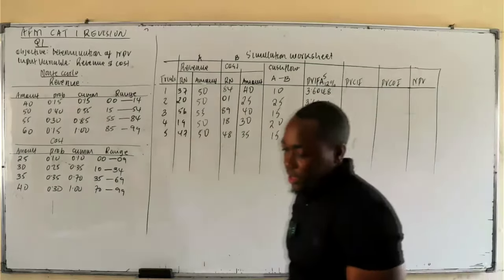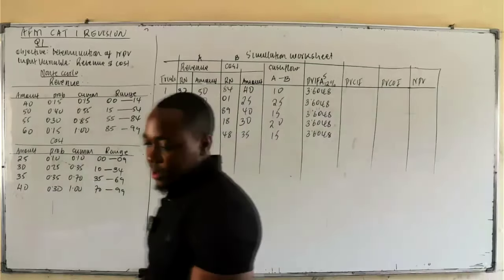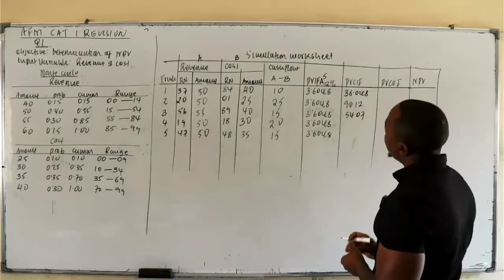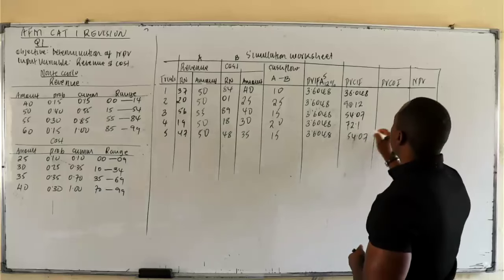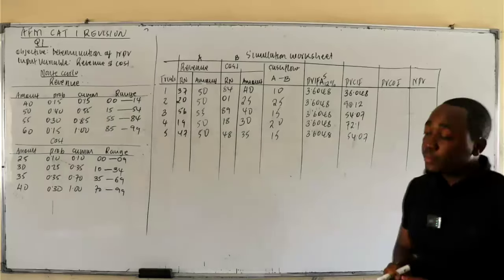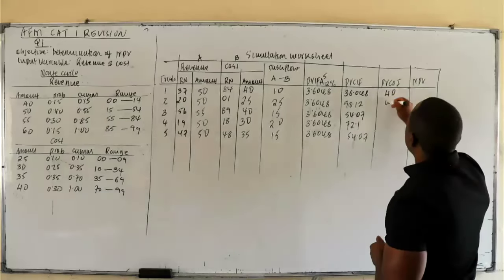Good. So now give me the present value of cash inflow. So this one you get an amount of 36.048, 90.12, 0.07, 72.1, 54.07. Then you deduct the present value of cash outflow. How much was the cost of the project? The cost of the project was 40.